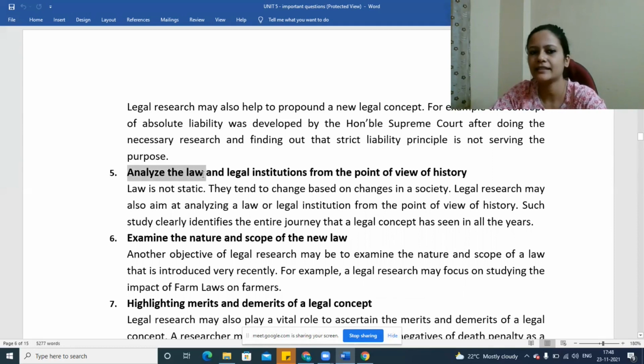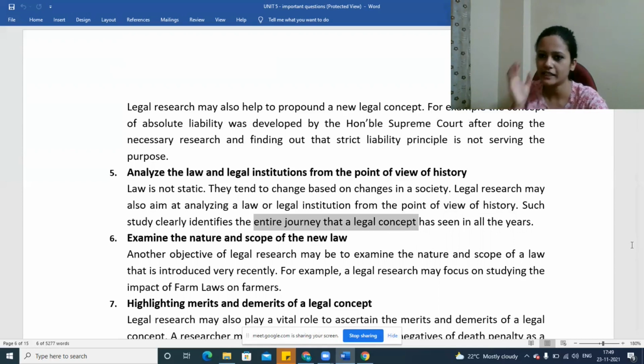Next is analyzing law and legal institutions from the point of view of history. As I said, law will keep on changing. So legal research may aim at analyzing a certain law or legal institution from the point of view of history. Such a study clearly identifies the entire journey of that legal concept. Like I said, the amendment of the Constitution of India. It is one article, 368, but having such a long history with so many landmark cases.